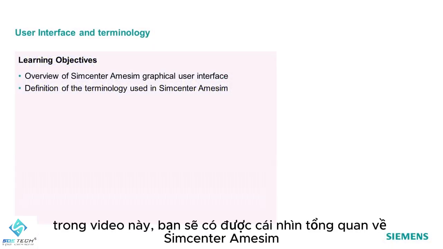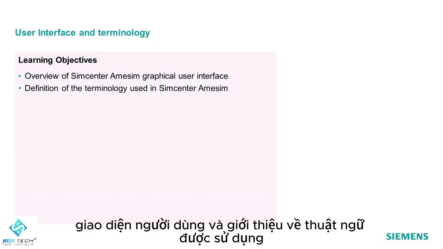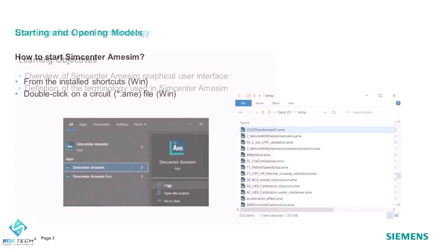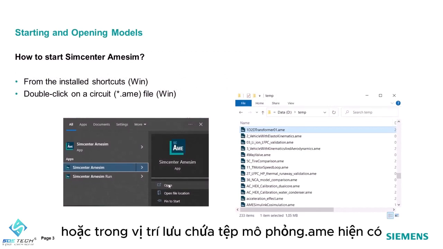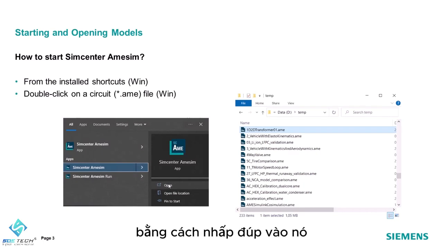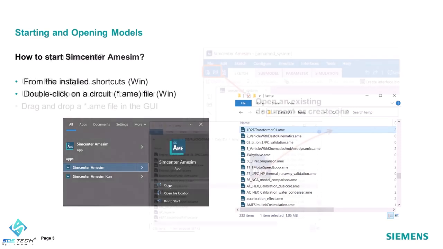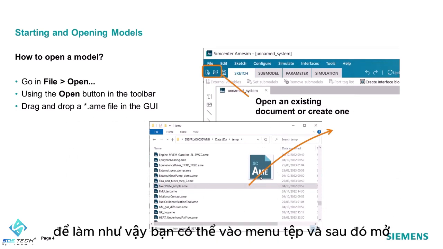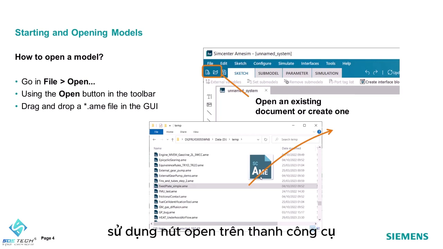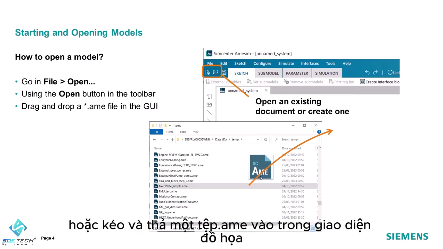In this video, you will get an overview of Simcenter Amesim's graphical user interface and an introduction to the terminology used. You can start Simcenter Amesim from the installed shortcuts on the desktop or in the Start menu, or from an existing model or circuit file identified by the .aim extension by double-clicking on it. Once opened, you can start building your system or open an existing one. To do so, you can go to the File menu and then Open, use the Open button in the toolbar, or drag and drop a circuit file in the graphical user interface.